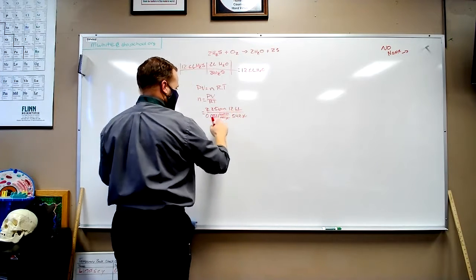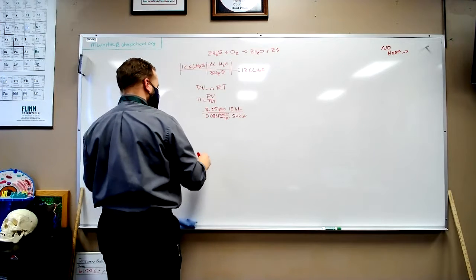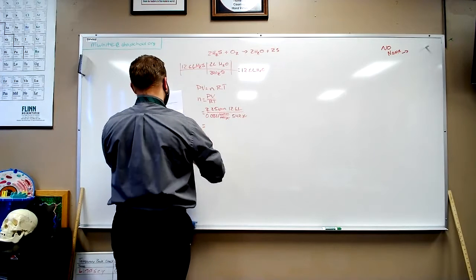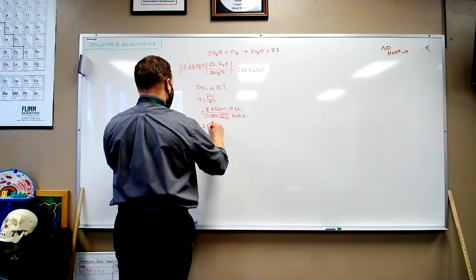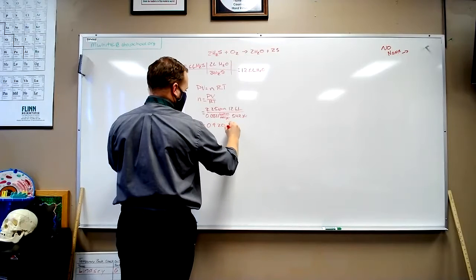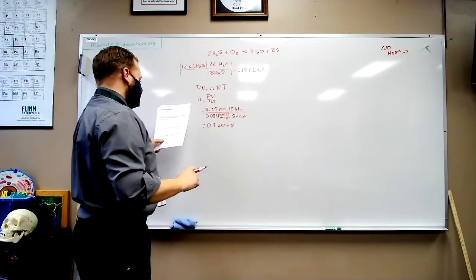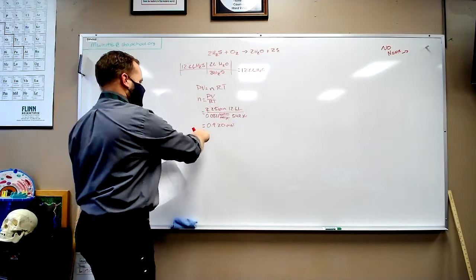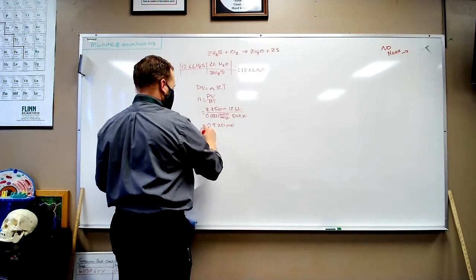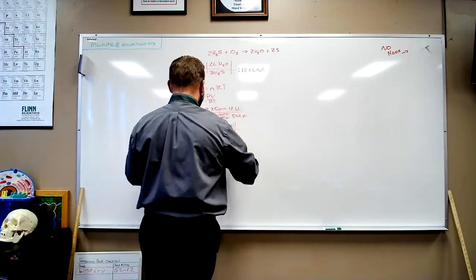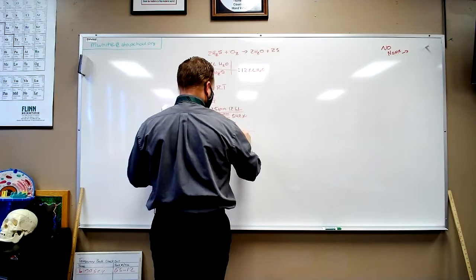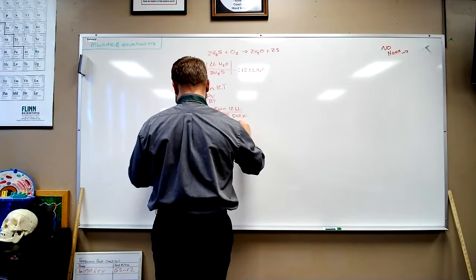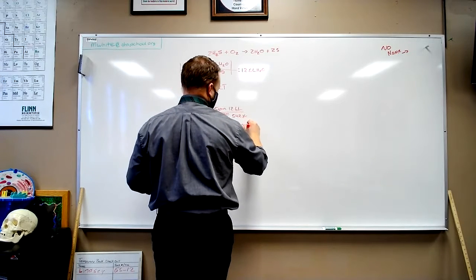All of those cancel out. We're left with moles, which is what we want. Do that, and 0.920 mole. And then we just have to convert that into grams. And we know that in 1 mole of water, we have 18.015 grams.